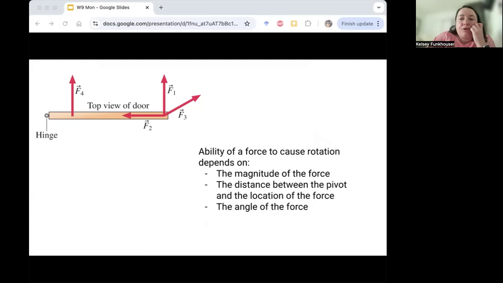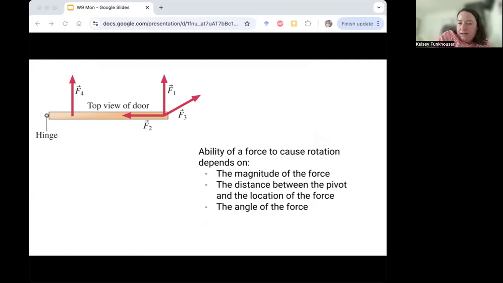So in this example with the door, 3 of the forces act at the same distance from the hinges. They all act at the very far edge of the door. So that part is the same for all 3 of those. But then force 4 acts much closer to the hinges than the other 3. And then there's one more thing that matters when it comes to applying a force that causes rotation. It also depends on the angle the force is applied at.